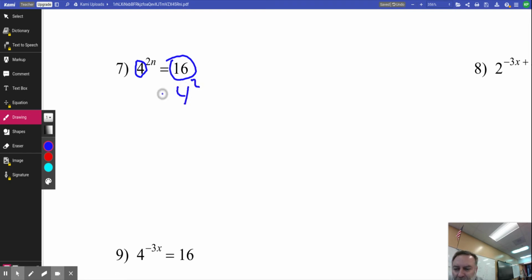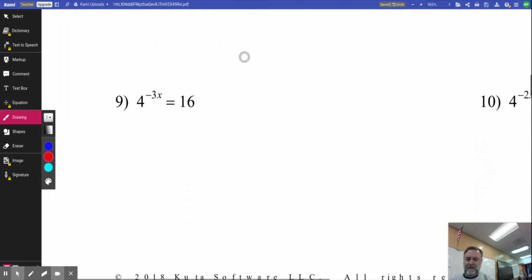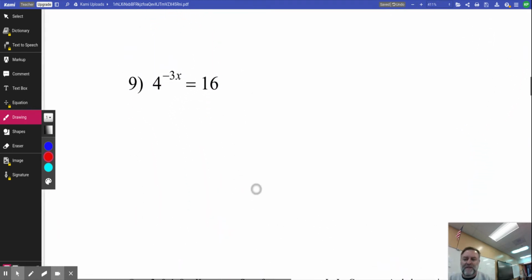4 squared equals 4 to the 2n. Now the bases are the same, then the exponents are the same. So that's 2n equals 2, divided by 2 on each side, you get n equals 1. And that one's very similar. I'll do that one a different way.